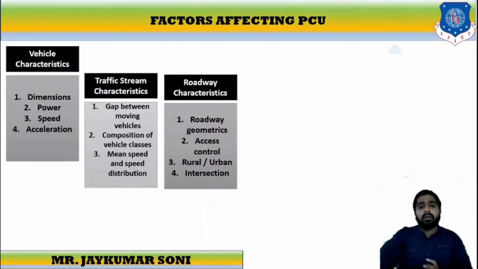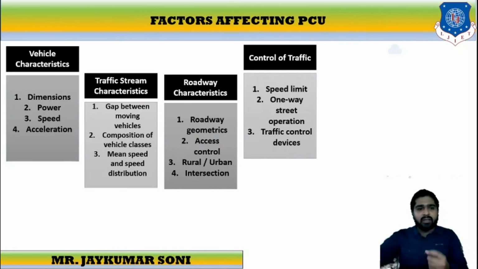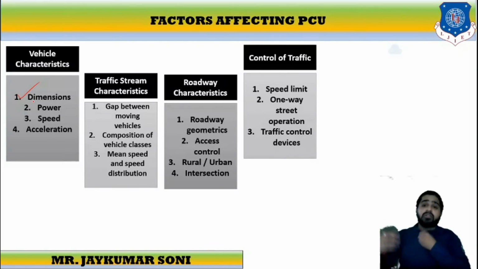There are a total of four major factors. First is vehicular characteristics, that is, the dimension of the vehicle, as I have discussed: the size of the car, size of the truck, size of the pedal cycle, size of the scooter. Then the power of the vehicle, speed of the vehicle, acceleration of the vehicle.